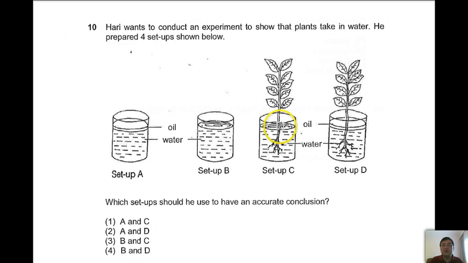All you have to do is to make sure that no water disappears by putting a layer of oil on top, okay? And the only way the water level goes down is through the plant. The plant absorbs, through the plant. Okay, the answer is A and D. This is the best to test for whether plant absorbs water.